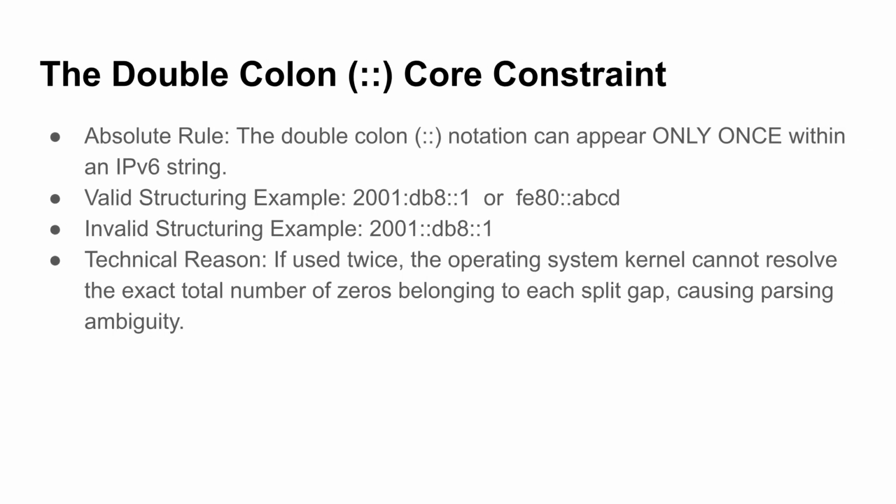There is a core constraint for the double colon. It can only appear once in an IPv6 string. Using it twice creates parsing ambiguity, as the system cannot determine how many zeros belong to each gap.